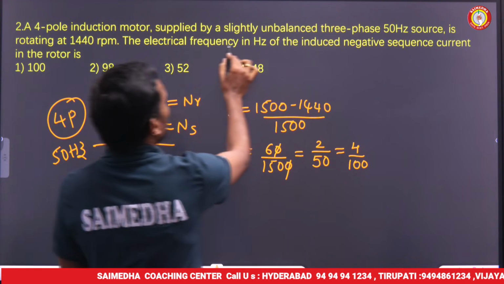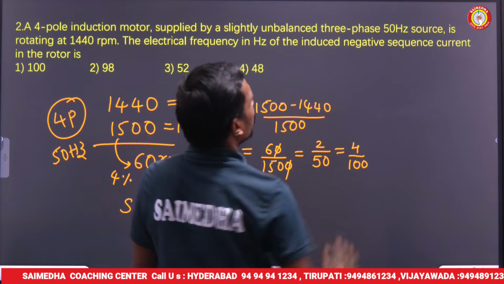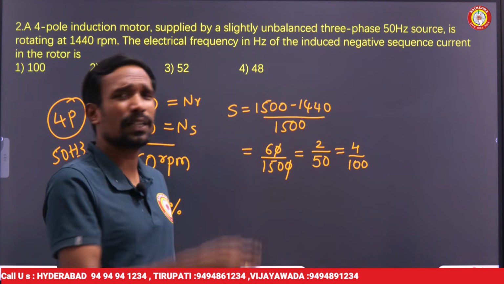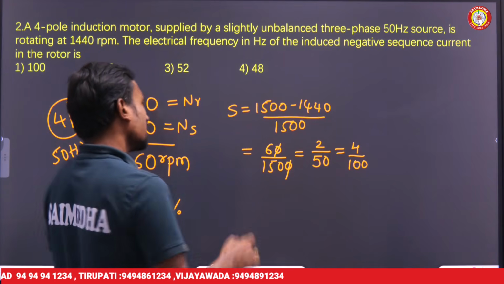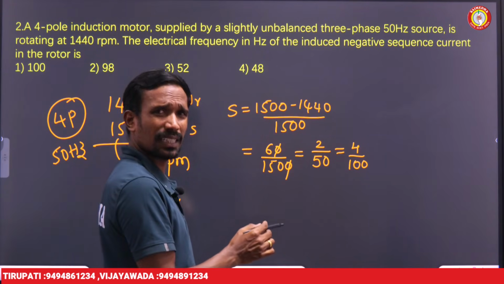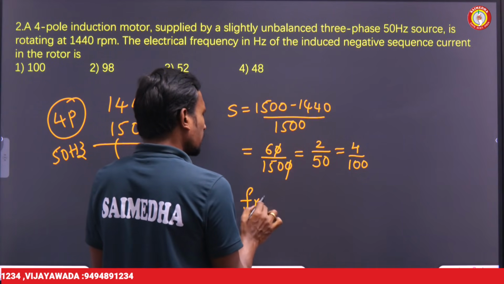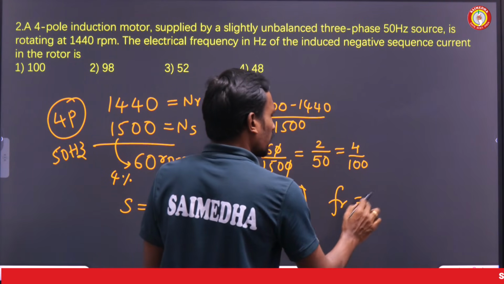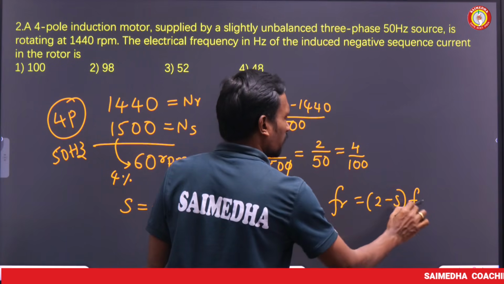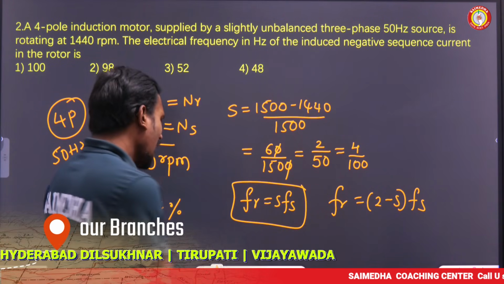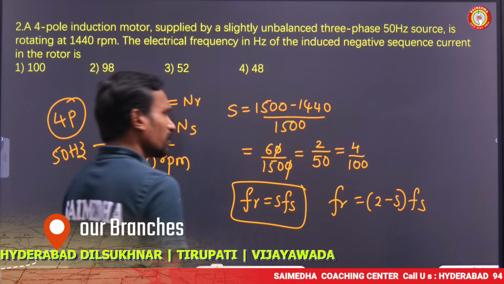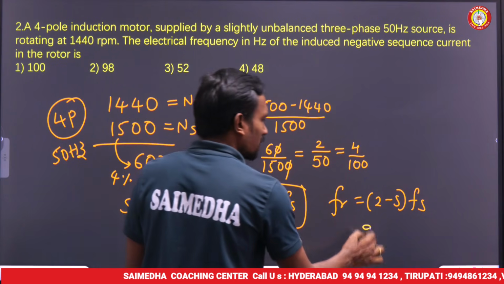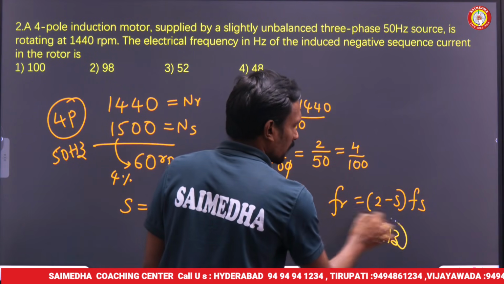The electrical frequency in hertz of the induced negative sequence currents, because of unbalanced loads, it may rotate in negative sequence. So what is the negative sequence rotor frequency? Simply, for positive sequence rotor frequency, S into Fs. For negative sequence rotor frequency, (2 minus S) into Fs. We have formulas, and even without the formula you can give the answer. For 4%, this will be 2 Hz. If this is 2 Hz, this will be 98 Hz. We know that.